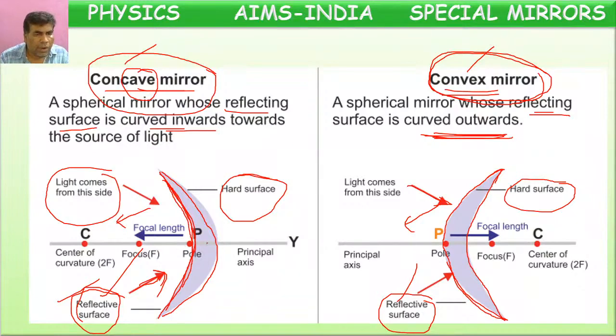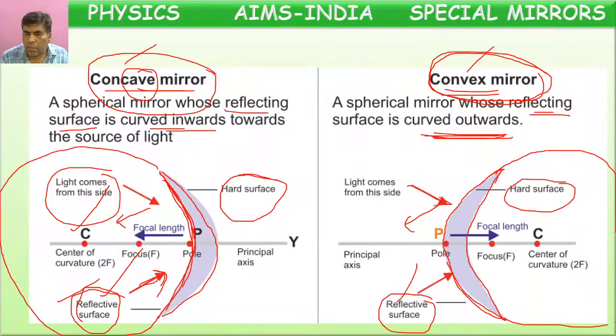Next one. What do we see here? If it is assumed to be a circle or sphere, then the center part will be the center of curvature. Here also, if it is assumed like a sphere, then the center will be known as the center of curvature. What is pole P? It makes the mirror into two parts, upper half and lower half. This is the pole. Here also it makes two parts, upper half and lower half.